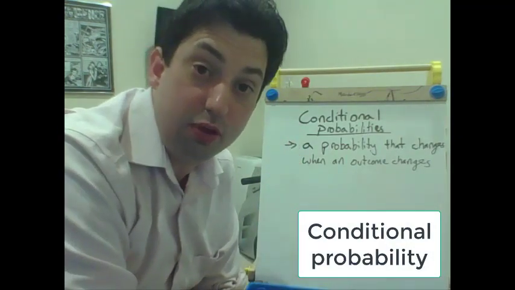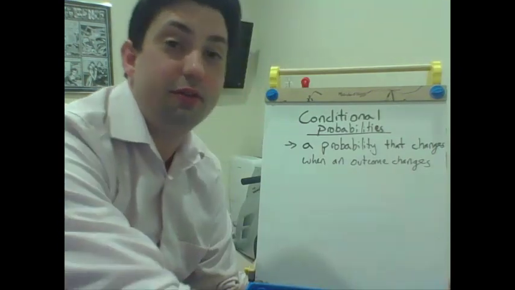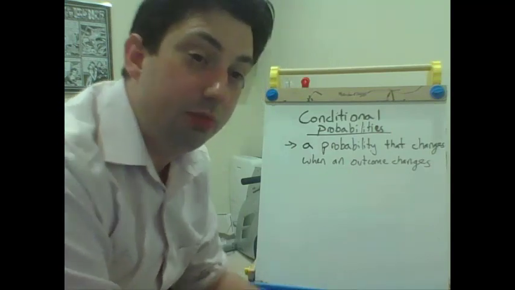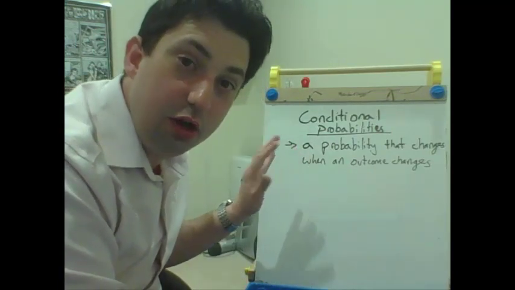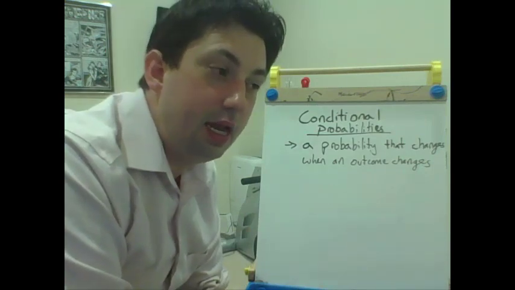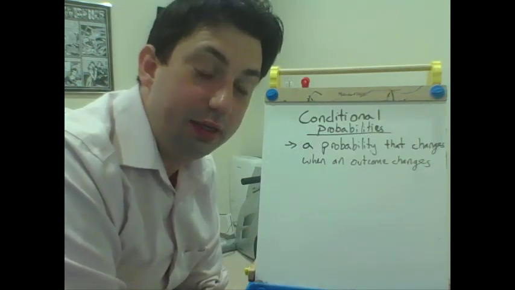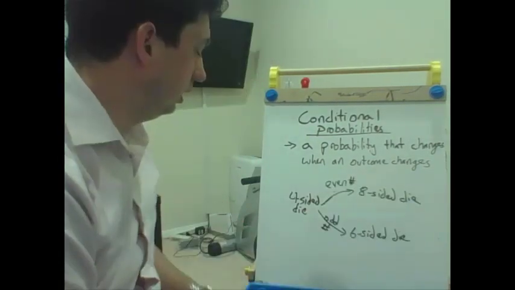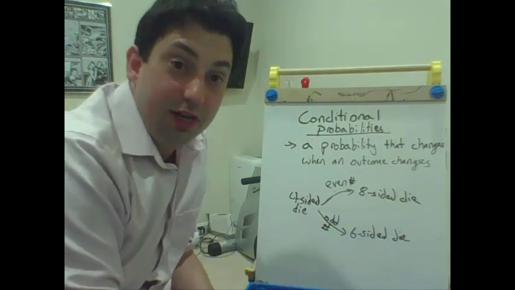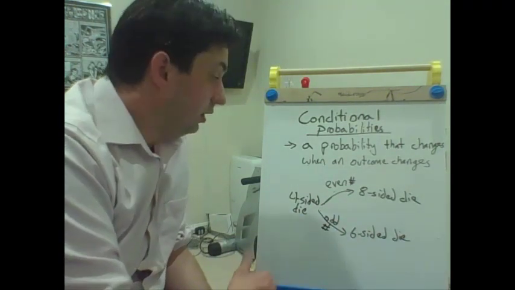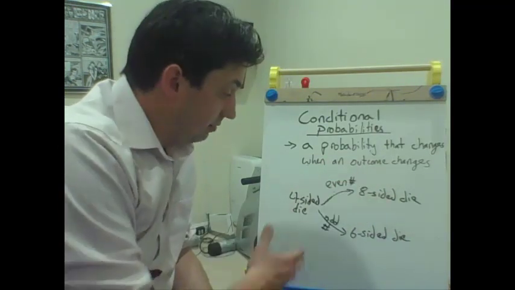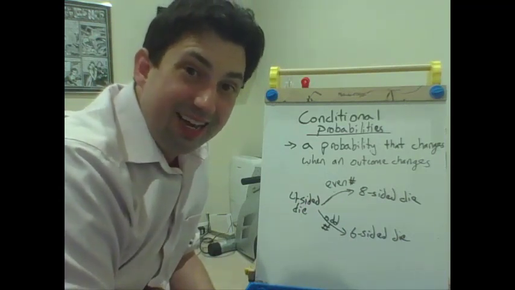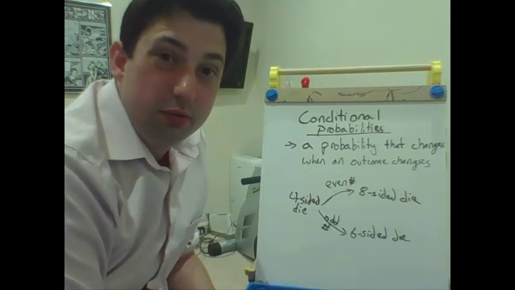So before we were talking in terms of independent probabilities. If you roll one die, that doesn't affect the outcome of another die. They're independent. But conditional probabilities change based on an outcome. So it's sort of like, if I roll a die and I roll an even number, so imagine a scenario where I roll a 4-sided die, and if it comes up even, then I roll an 8-sided die, and if it comes up odd, then I roll a 6-sided die. And I ask you, what are the chances on the second die roll that I get a 1?